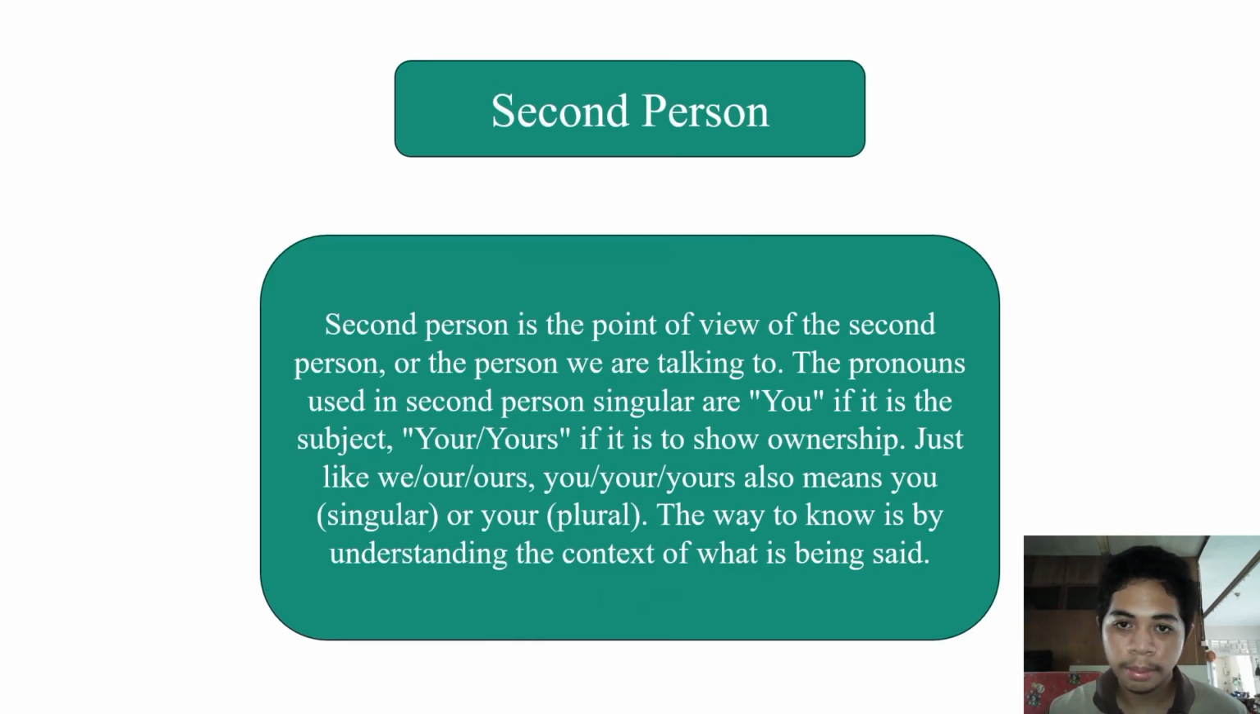Next, second person. Second person is the point of view of the person we are talking to. The pronouns used in second person are you if it is the subject, and yours if it shows ownership. Just like we, our, ours, you, yours also means you singular or you plural. The way you know is by understanding the context of what is being said.